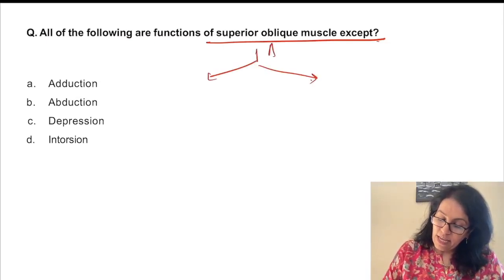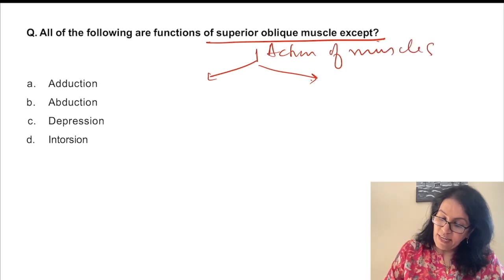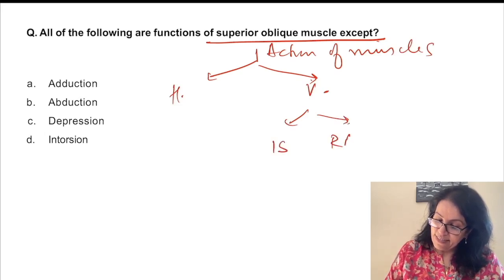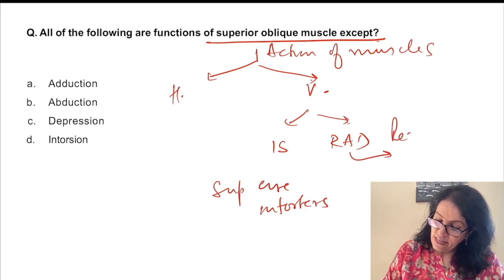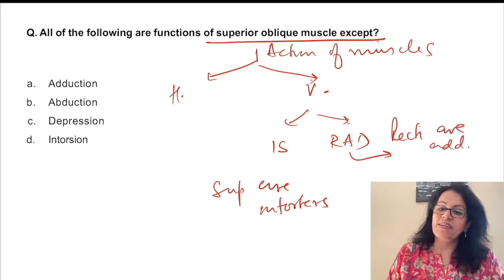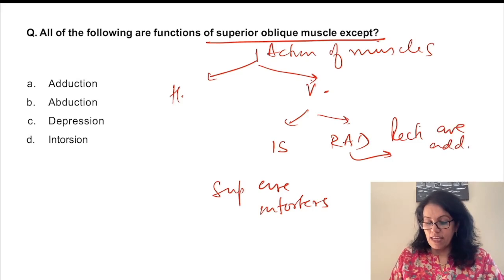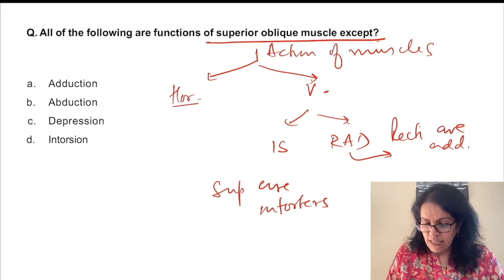How did I teach? A very simple way to learn the action of muscles is to divide into horizontal and vertical. You have to learn two mnemonics: SIN and RAD. SIN says superiors are intorters, and RAD says recti are adductors. So if we know this, superiors are intorters and recti are adductors. Horizontal muscles, I think, life is easy.